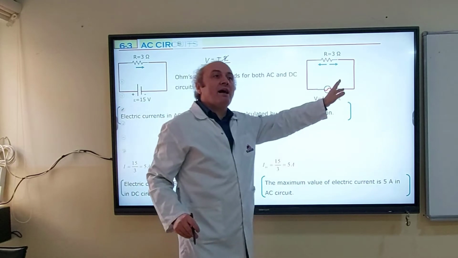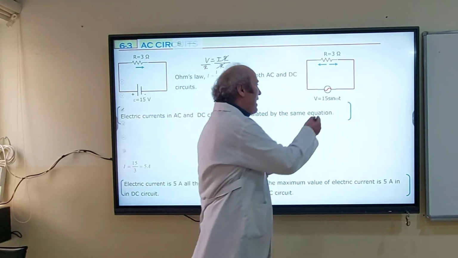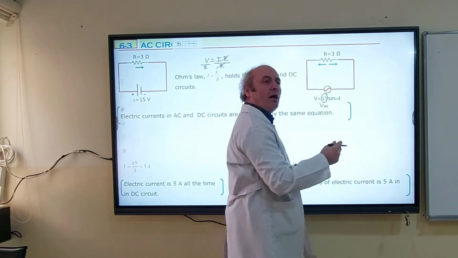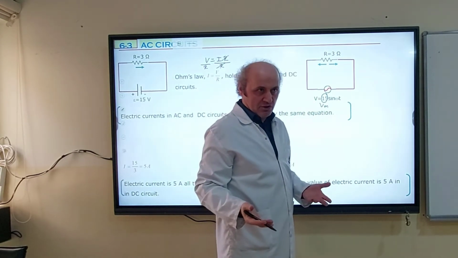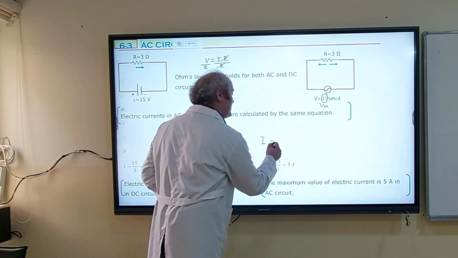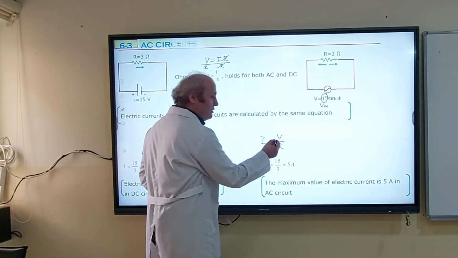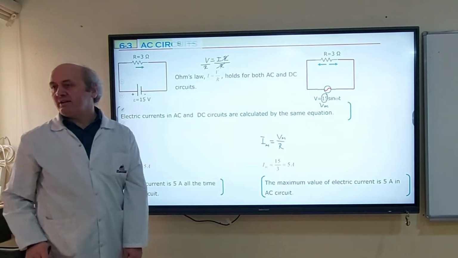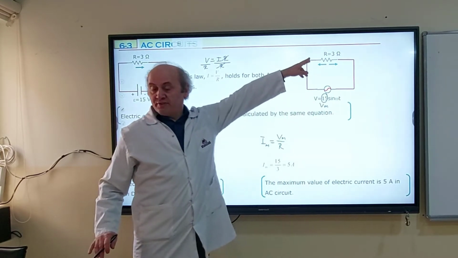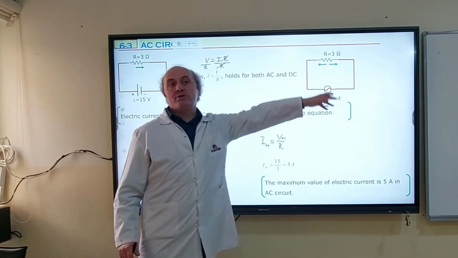But in AC, we cannot calculate instantaneous electric current. We can calculate only the maximum value, because the maximum value of the potential difference is given to you. If the max is given to you, you can calculate only I max by the same equation again. I is equal to V over R. Only you should change I to Im, V to Vm. Im is equal to Vm divided by R. How much is Vm? 15. How much is R? 3. 15 over 3. 5 ampere is the maximum electric current of this circuit.